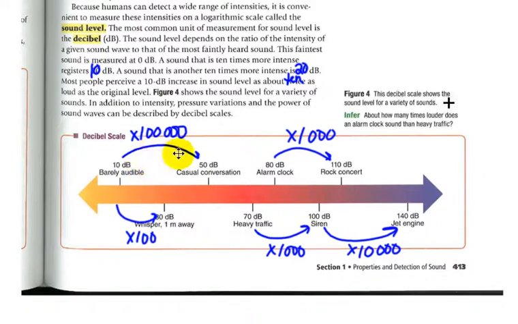So we can see here casual conversation is 100,000 times louder than a whisper. Alarm clock, 60, 70, 80, that's a movement of 30, so that represents 10 times 10 times 10, 1,000 times louder than that. Going from 80 to 110, 90, 100, 110, we can consider that 3 movements, and each of them is a factor of 10 increase, so that's 1,000.